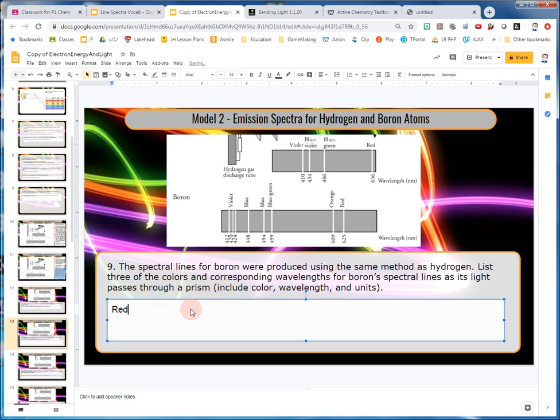Let's just say red, 625 nanometers. Orange, 609 nanometers. And blue-green, 499, not 500, 499 nanometers. And we are done.